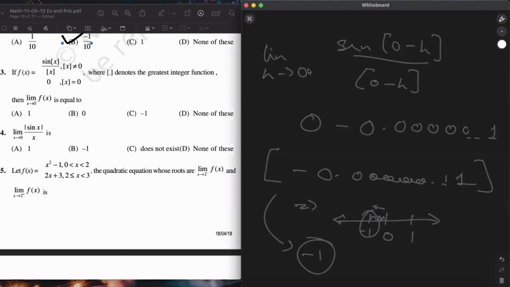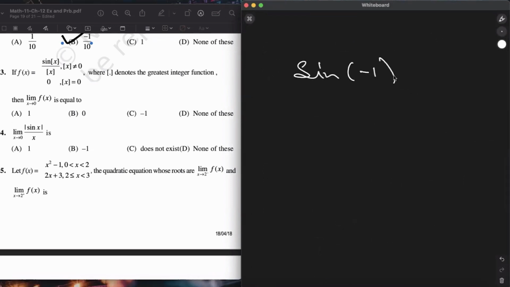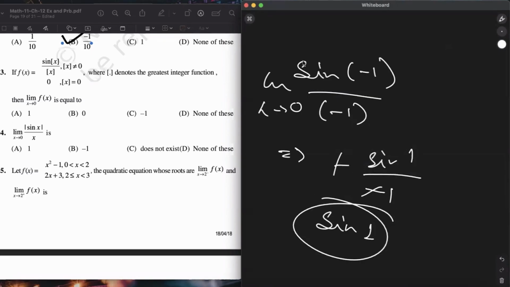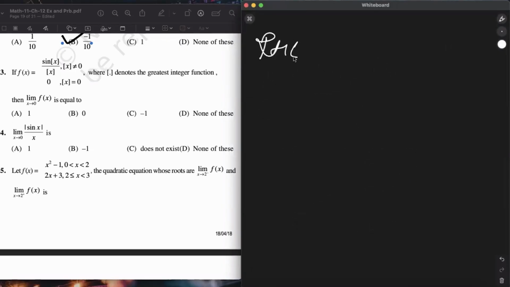So sine of -1 divided by -1, limit h tends to 0, simply minus sin 1 by -1. So sin 1. This will be in radians, 1, okay? So this is our left hand limit. And now for the right hand limit we'll just do the opposite thing.